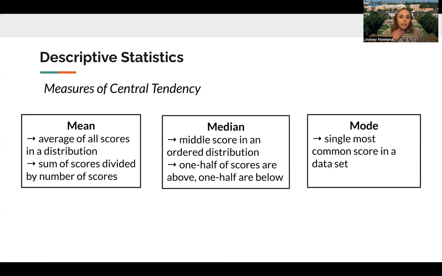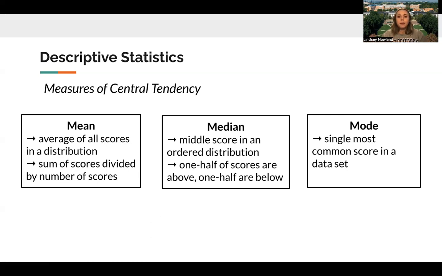So your median is the middle score in the ordered distribution. So half of the scores are above this number and half are below this number. So in this case, you'll line up all your scores. It could be from largest to smallest or vice versa. They have to be in numerical order though. And then the median is the score that falls directly in the middle.